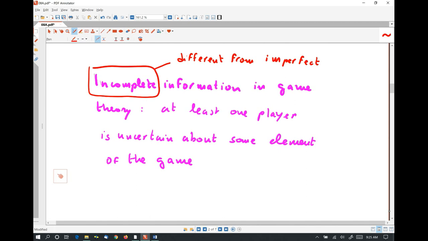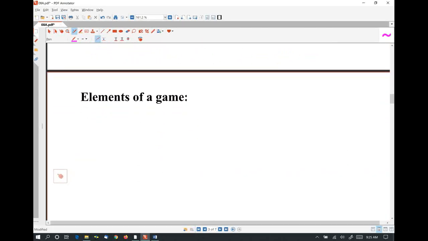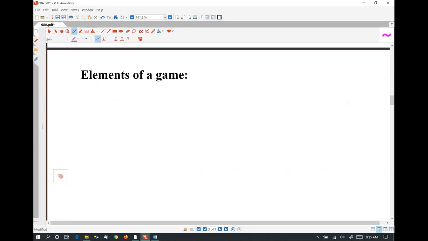So about uncertainty about some elements of the game. Could be one or more, so some element or some elements of the game. So what are the elements of a game? So think in terms of strategic form games. How do we define a strategic form game? What do we need to specify?